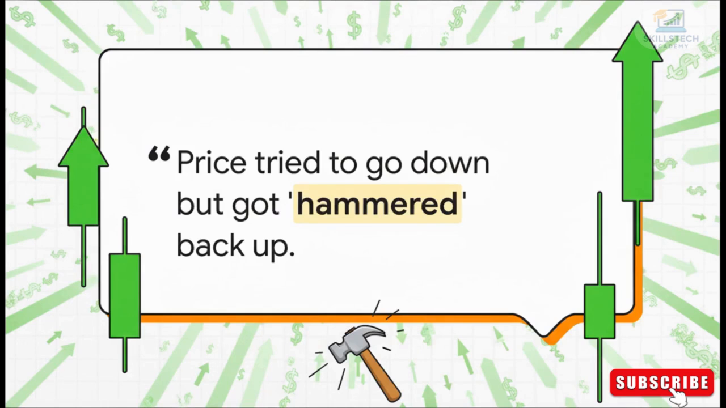And this quote just nails the story of the hammer. Imagine this. During that candle's life, sellers tried with all their might to push the price way, way down. That's what creates that long, lower wick. But then, out of nowhere, the buyers stepped in with incredible force and literally hammered the price all the way back up to close near where it started. It's a crystal clear sign that the bulls are starting to fight back hard.